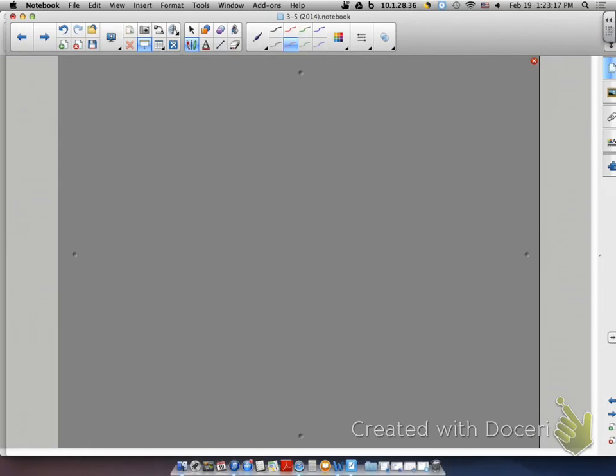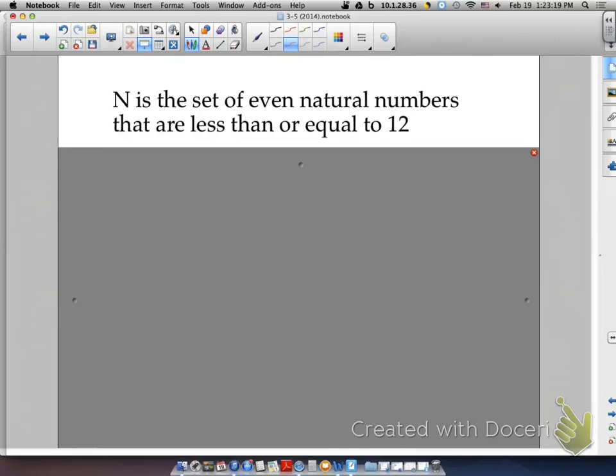Okay. So let's look at this. N is a set of even natural numbers that are less than or equal to 12. So we're going to write this in roster form and in set builder notation. How do you write this in roster form? Kyra?